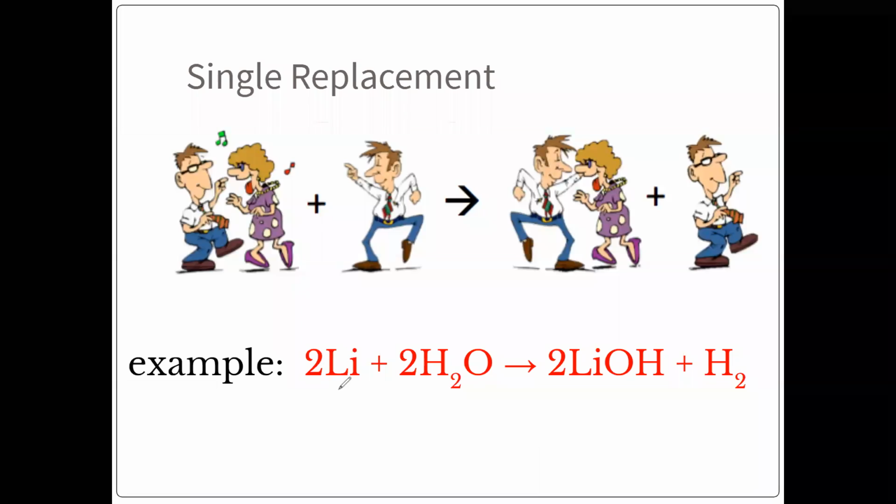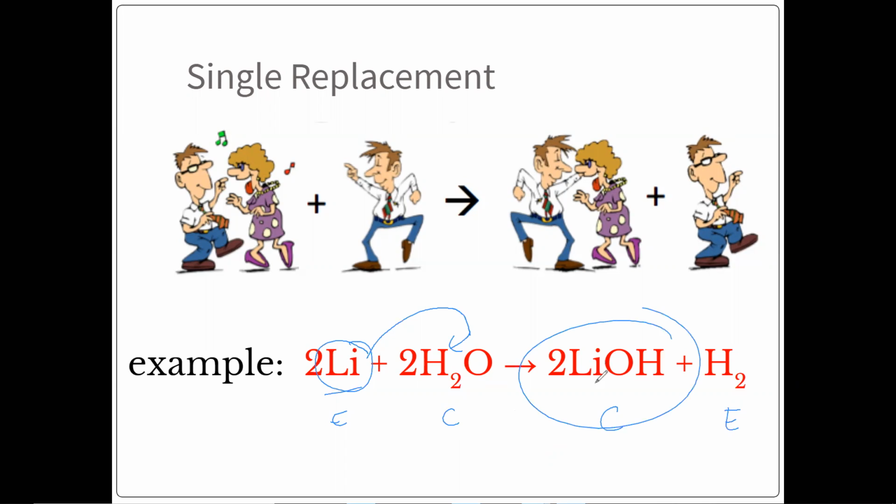In this case, we have lithium as our element. We have water as our compound. On the other side, we have lithium hydroxide as our compound and hydrogen as our element. So quite literally, lithium came in and it kicked out one of those hydrogens over there. And due to the law of conservation of mass, we had to do a little bit of balancing, a little bit of shuffling of things. But largely what happened is lithium is replacing hydrogen in this compound. Okay?